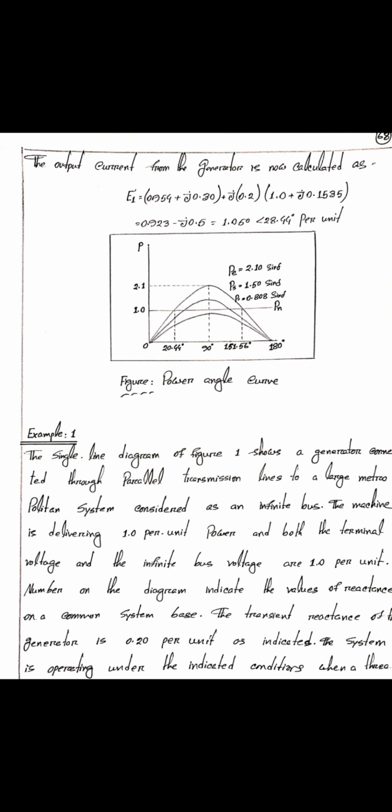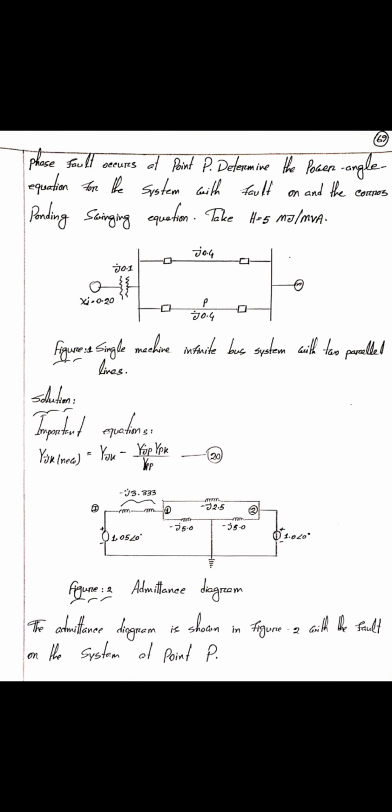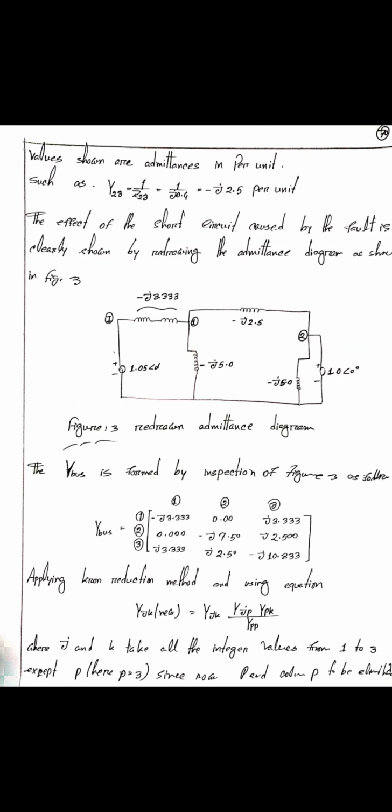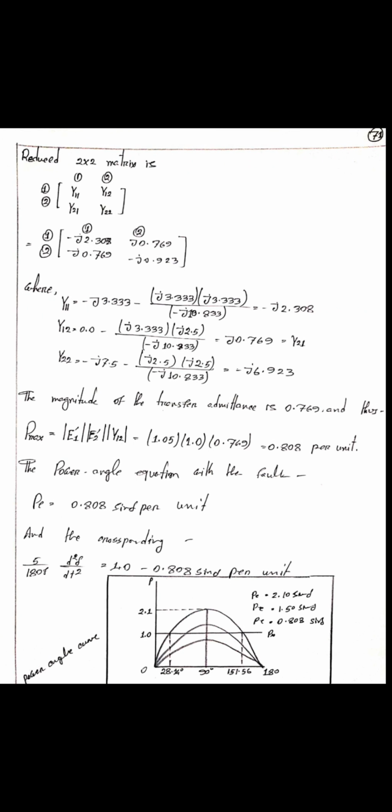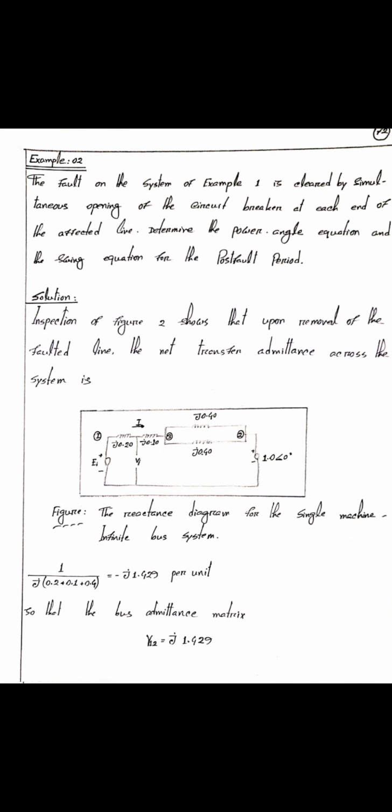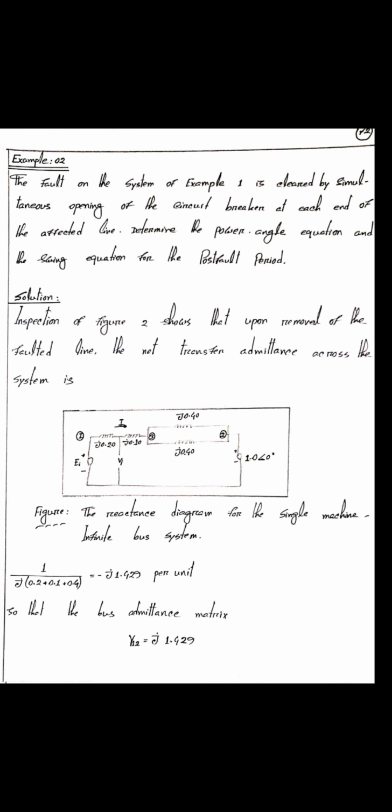The single line diagram of figure 1 shows a generator. Solution. Figure: single machine infinite bus system with two parallel lines. Solution: admittance diagram and redrawn admittance diagram. Power angle curve solution. Example number 3. The figure shows the reactance diagram for the single machine infinite bus system.